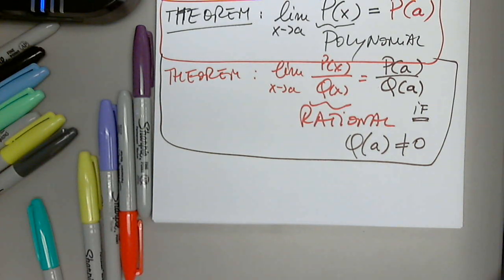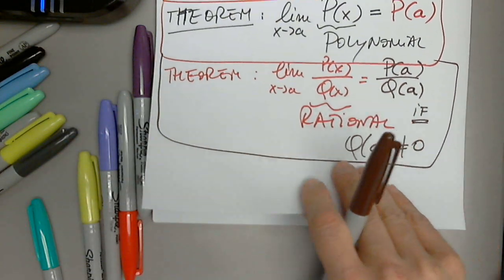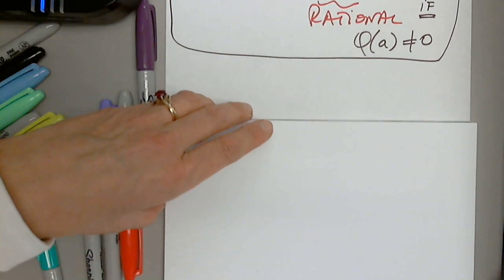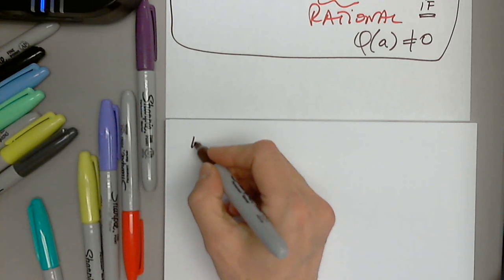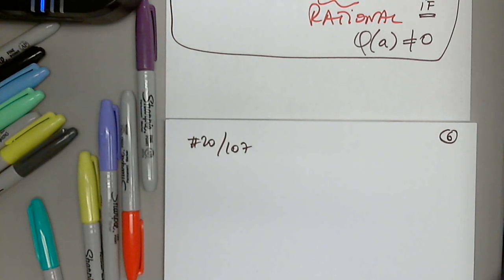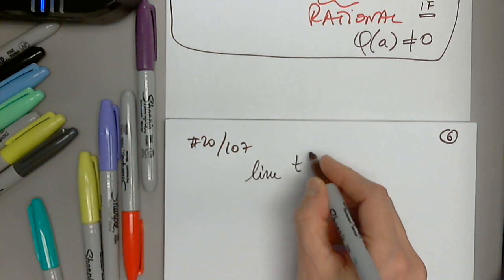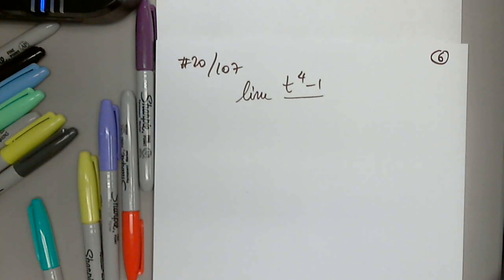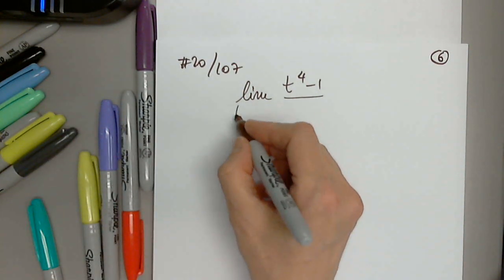Okay, let's move on with a couple of examples from your book. I would like to look at problem, let's say 20, on page 107. Any questions? Please stop me. And we have the limit of t to the 4th minus 1 over t to the 3rd minus 1 as t approaches 1.